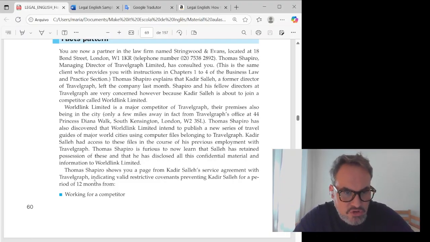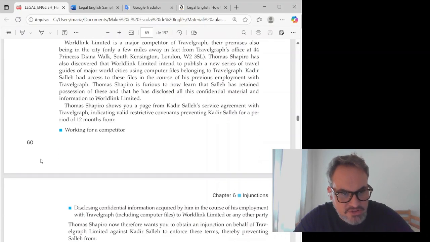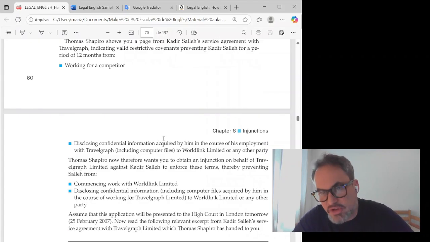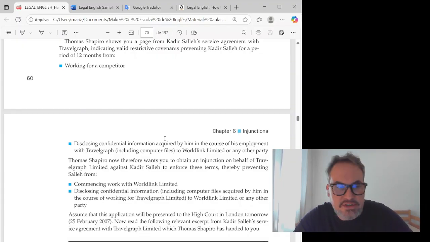Okay. Thomas Shapiro shows you a page from Kadir Saleh's service agreement, his employment contract with Travel Graph, indicating a valid restrictive covenant preventing Kadir Saleh for a period of 12 months from working for a competitor, disclosing confidential information acquired by him in the course of his employment with Travel Graph, including, of course, computer files to WorldLink Limited or any other party.